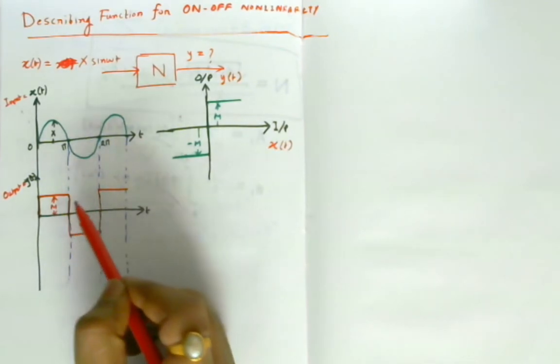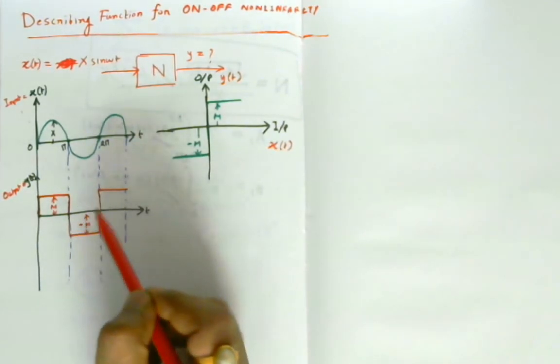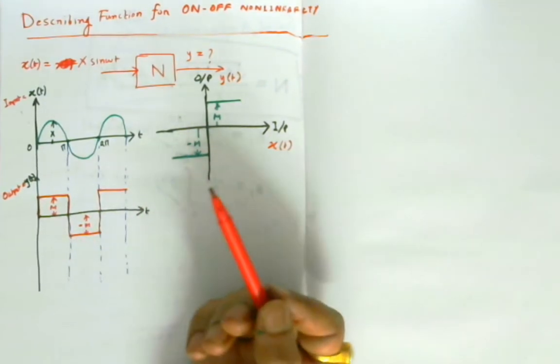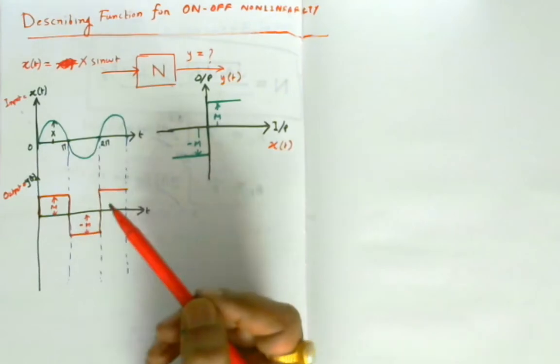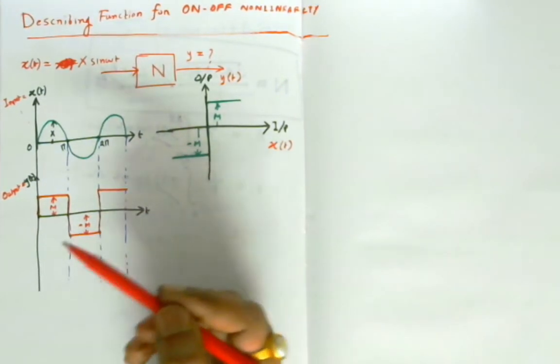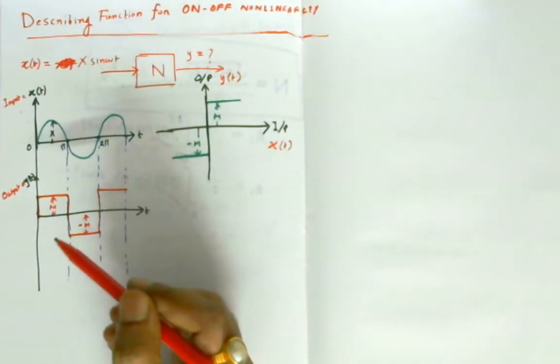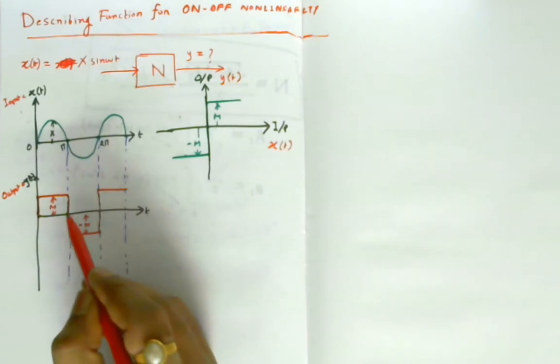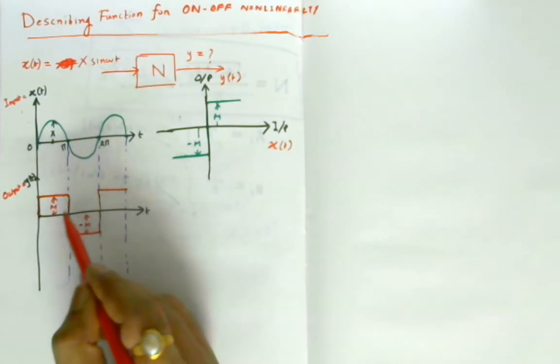Now after having the output waveform, you have to find out the value of a1 and b1, because ultimately you have to find out this describing function. To derive the describing function, we require a1 and b1. Now you can take advantage of symmetry in the Fourier series. This waveform is symmetrical, specifically odd wave symmetry.